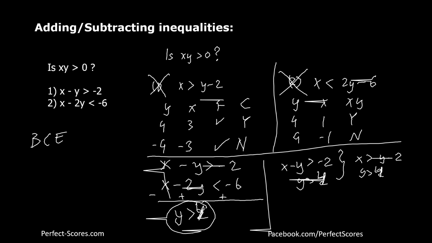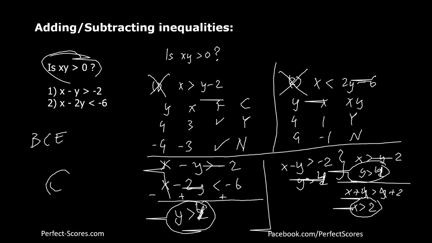Again, what you can do is you can add both the inequalities. You can have x plus y greater than y plus 2, and y would cancel out. That means x is greater than 2. X is greater than 2, y is greater than 4. That means their product has to be greater than 0, which means C is the answer.